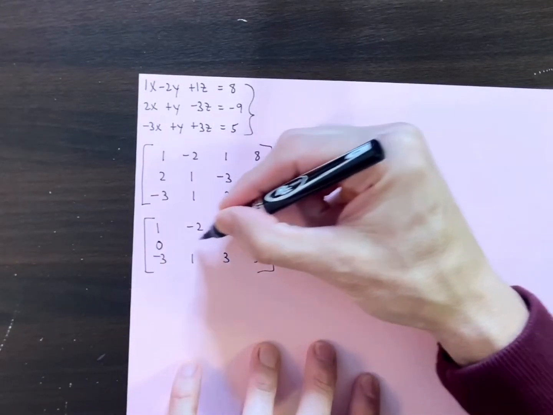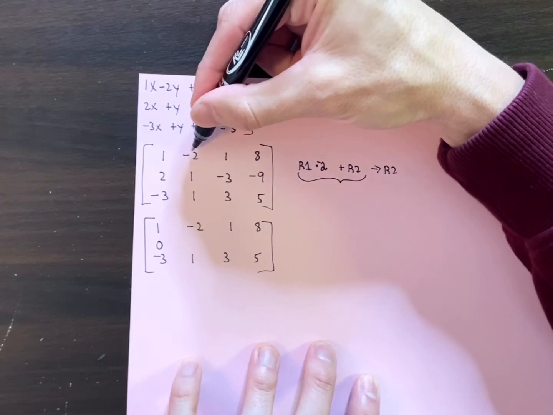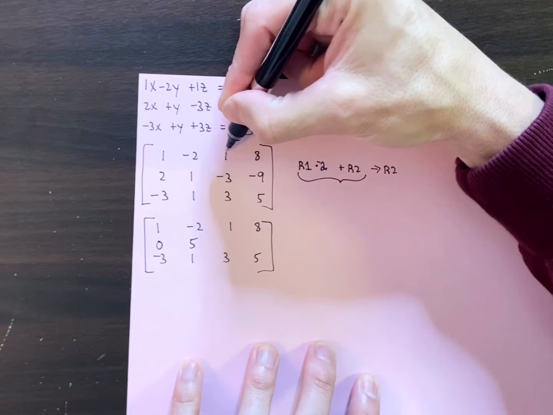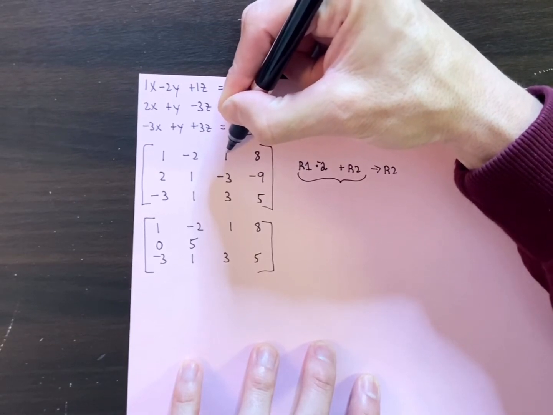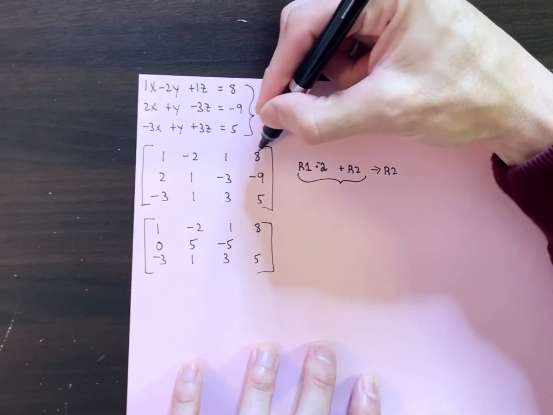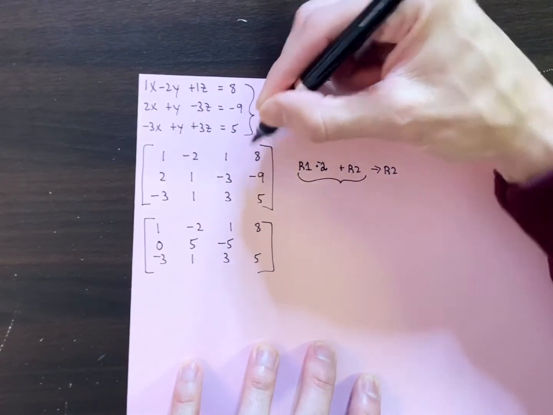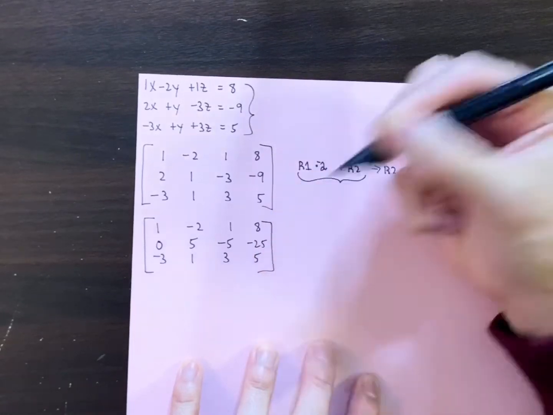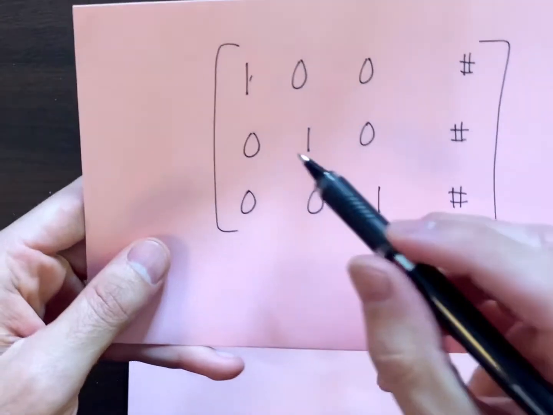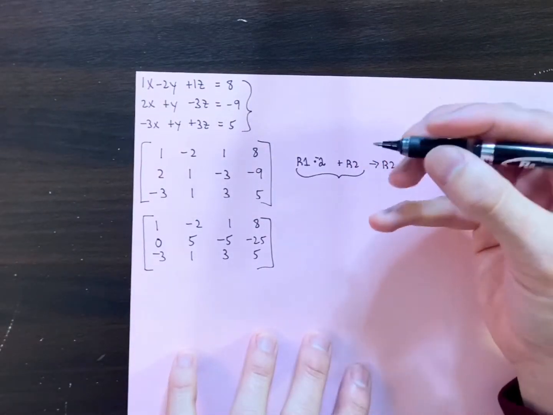Now let's see what happens with all these other numbers here. Multiply this by -2, that's 4, plus 1 is 5. Multiply this by -2, it's 2, and -3 is -5. Multiply by -2, it's -16, and -16 and -9 is -25. So that takes care of that. So now what's next? Now I need this to be a 0 down here. So it's kind of the same thing.